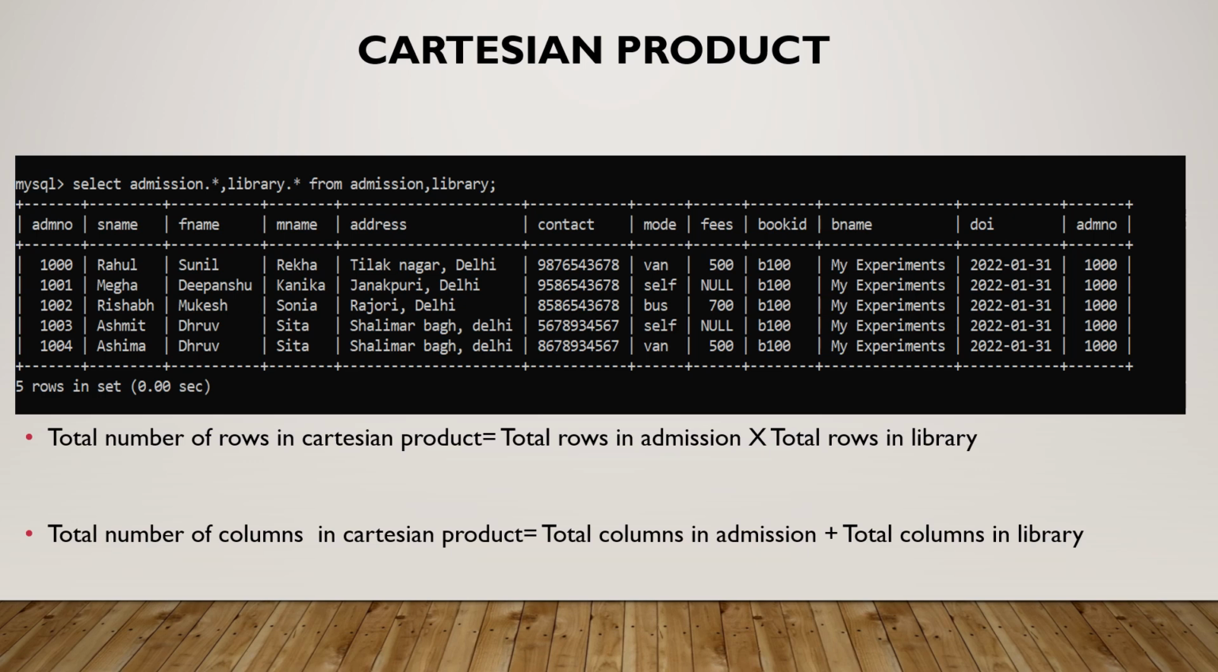It is joining all the rows of the first table with all the rows of the second table. As far as the total number of columns of the Cartesian product is concerned, it takes all the columns of the first table added to all the columns of the second table, and thus it gives me 1, 2, 3, 4, 5, 6, 7, 8, 9, 10, 11, 12 total columns.